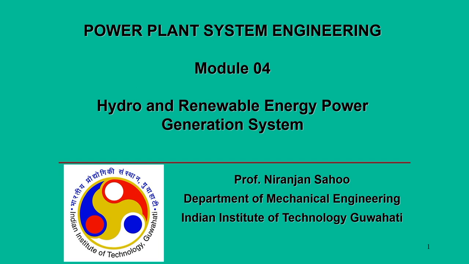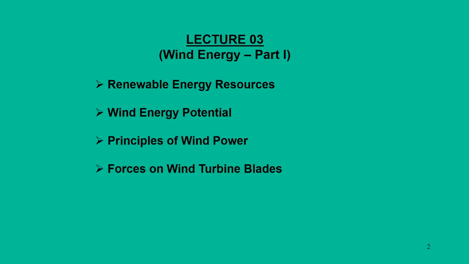We are in the MOOCs course, Power Plant System Engineering, Module 4. The title of this module is Hydro and Renewable Energy Power Generation System. In previous lectures we emphasized the hydro energy part. From now onwards, we will focus our attention on renewable energy systems. The first category of renewable energy system is wind energy.